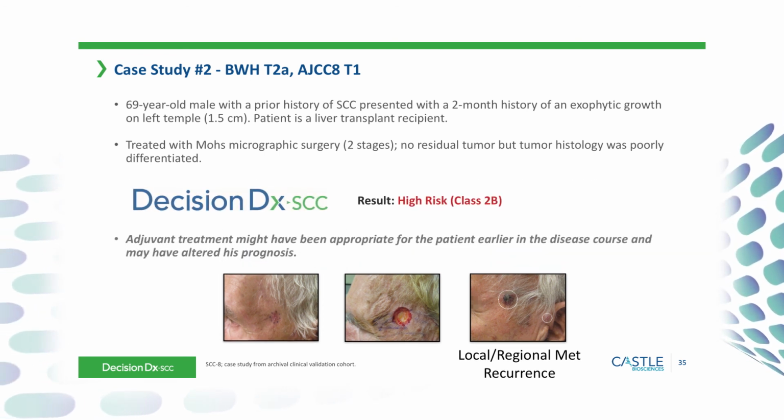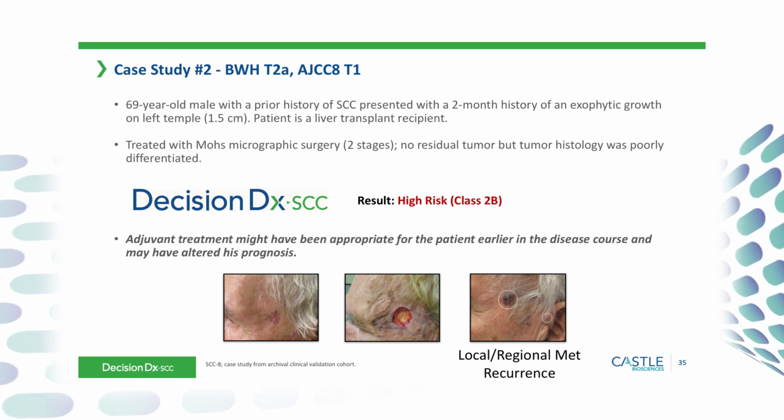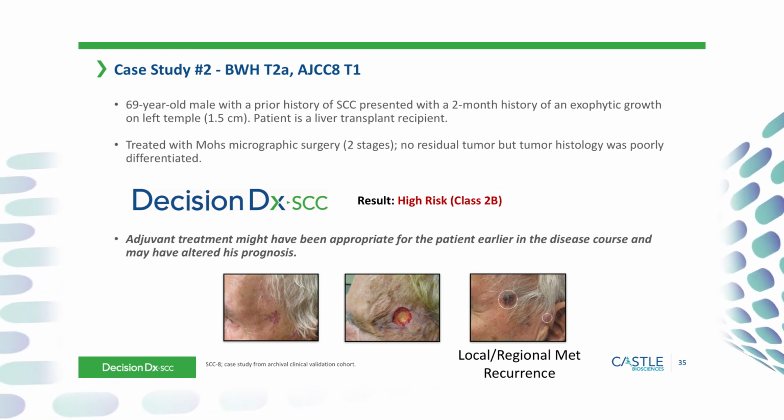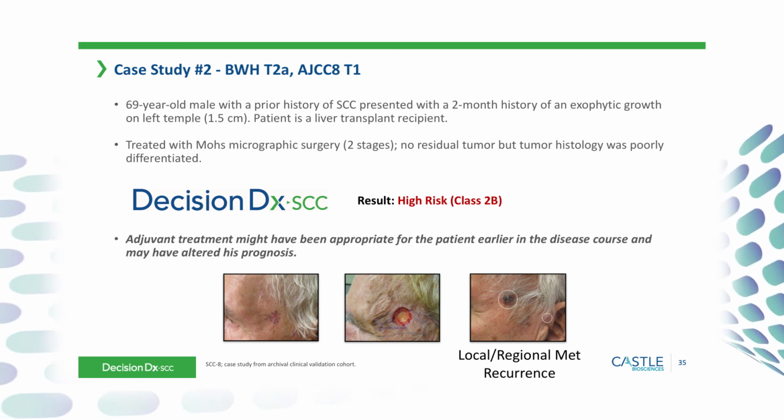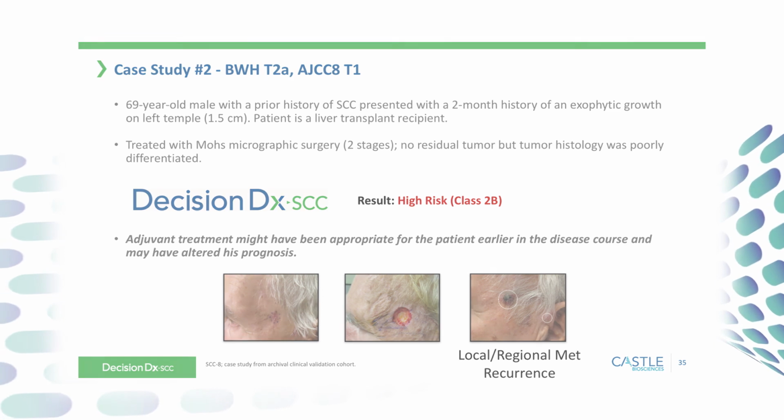The result of his DecisionDxSCC came back as a class 2B. Again, this is information that was not known at the time of his treatment. But of course, here you see the question is, would adjuvant treatment have been appropriate in this patient if that kind of information had been known? Might it have altered his progress?